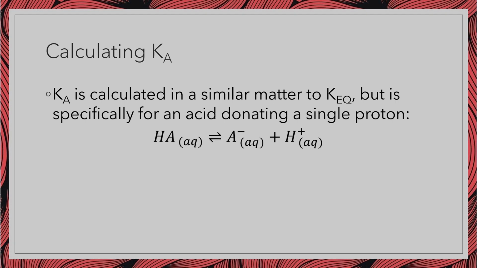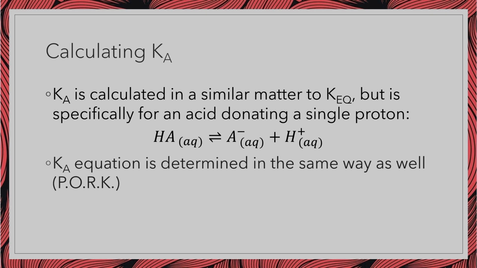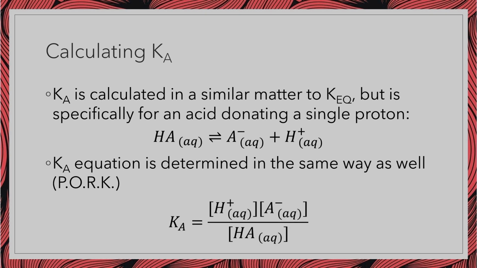So HA, that's our acid, is in equilibrium with A- and our free hydrogen ions. Ka is determined in the exact same way as KEQ. Okay, products over reactants equals K. So our Ka value is the concentration of H+ times the concentration of A-, all divided by the concentration of the acid.